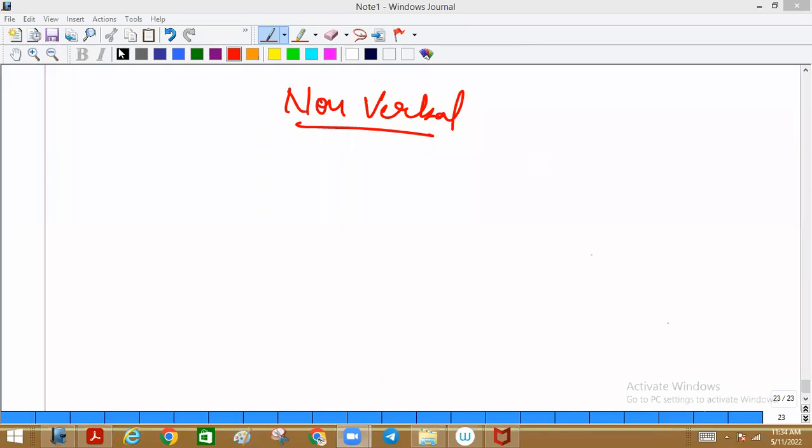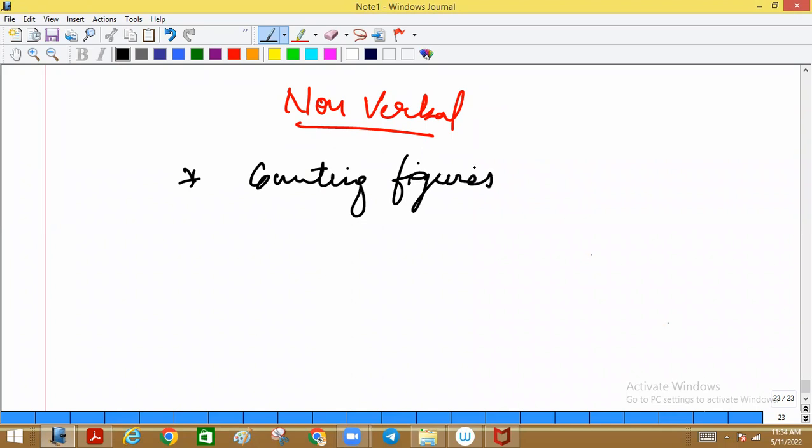See, already we've done 2 topics here, main 2 topics. One is counting figures. Counting figures we've done already. Counting figures in the sense, it may be either your triangle or square or rectangle or circle. Done. The next one we've done with dice.